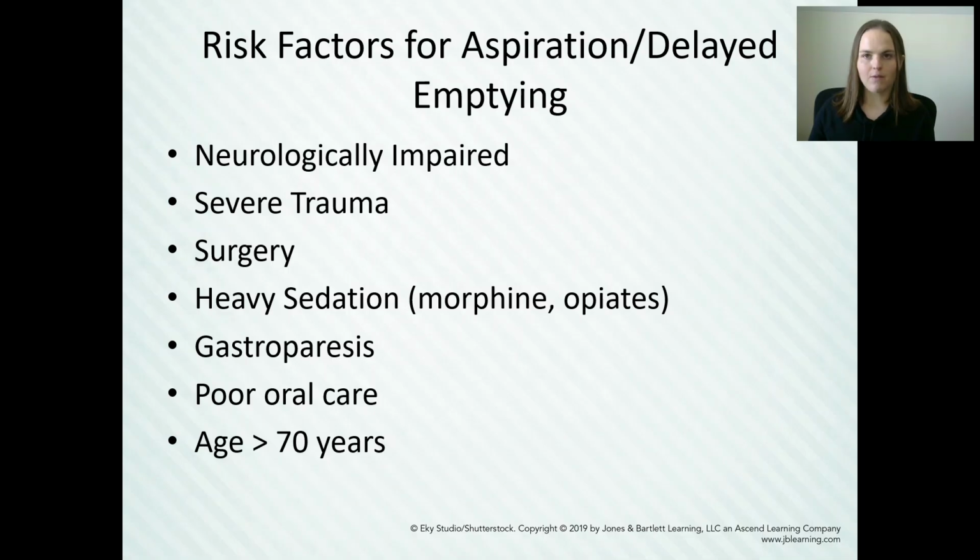So things to look at for risk factors for aspiration and delayed emptying. If the patient is neurologically impaired, so maybe head trauma, something like that, then they might be at risk for aspiration. If the patient has had severe trauma, they would be at risk for aspiration and delayed emptying. Surgery, they could also be at risk for both. Heavy sedation, so morphine or opiates. So a lot of these refer to a patient in a critical care setting.